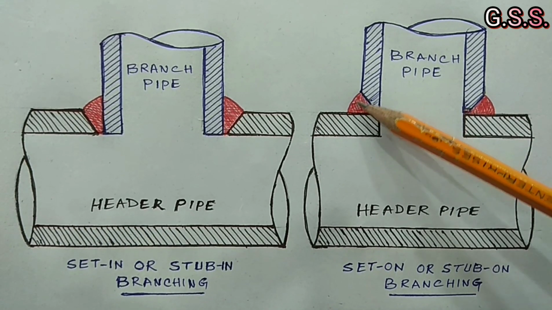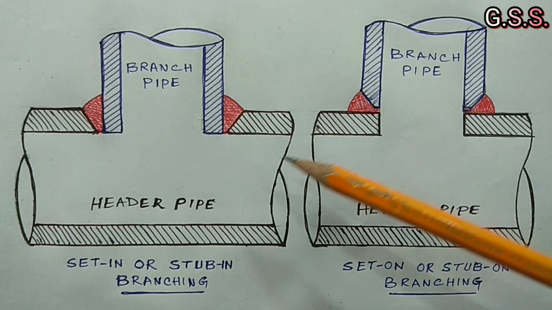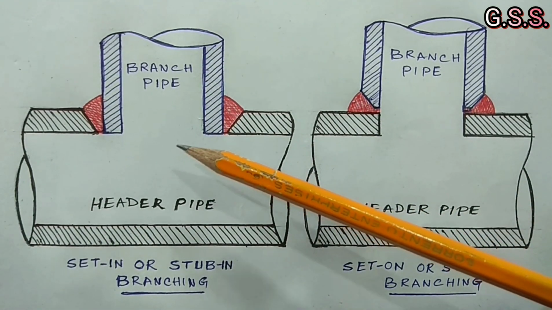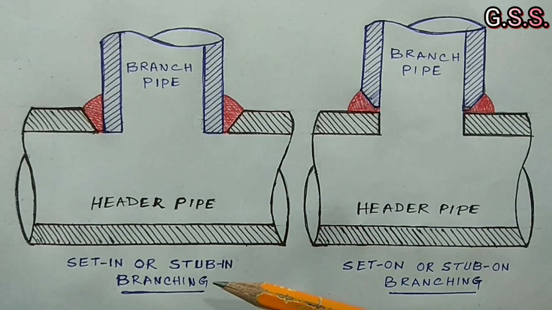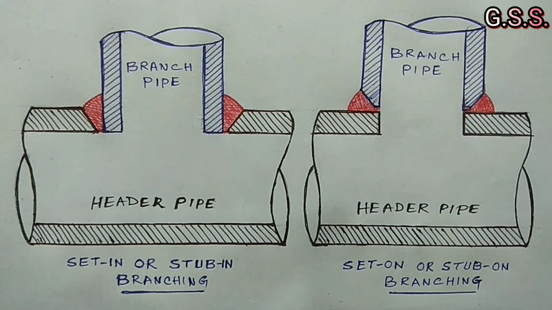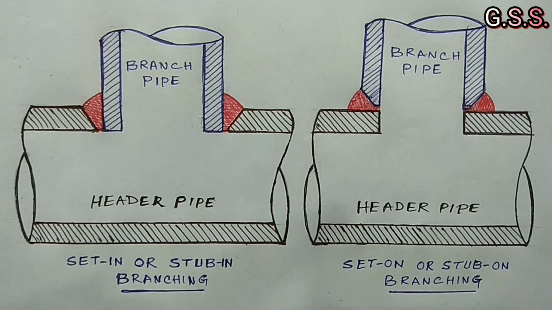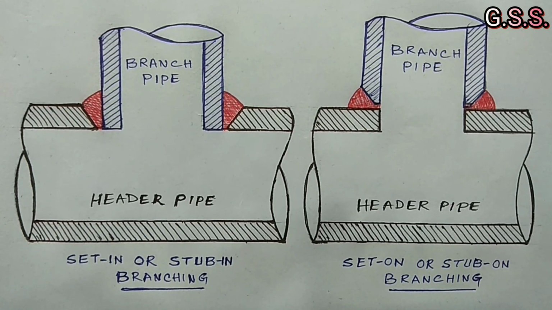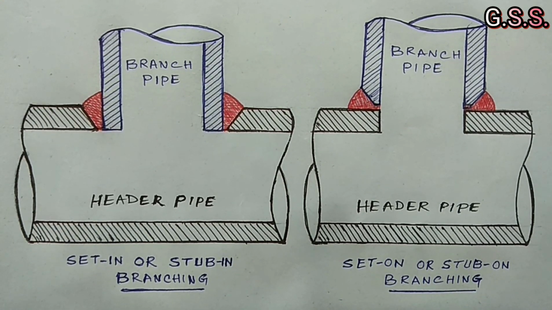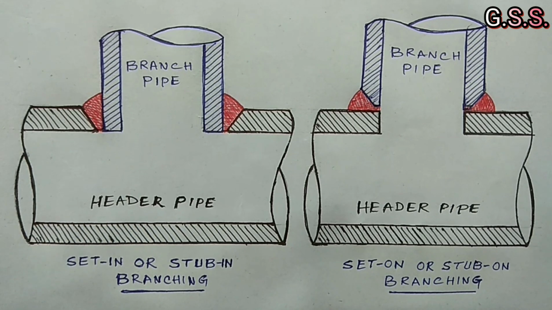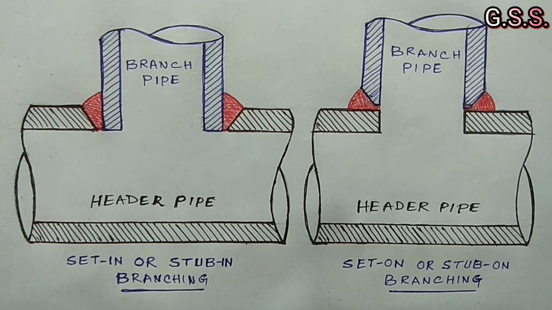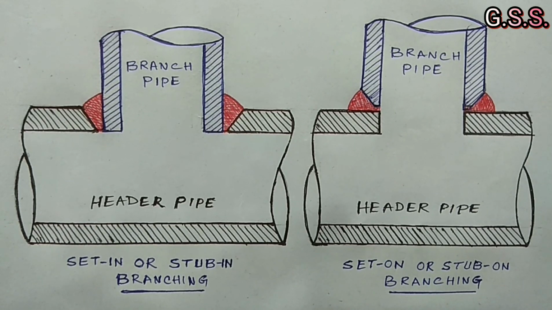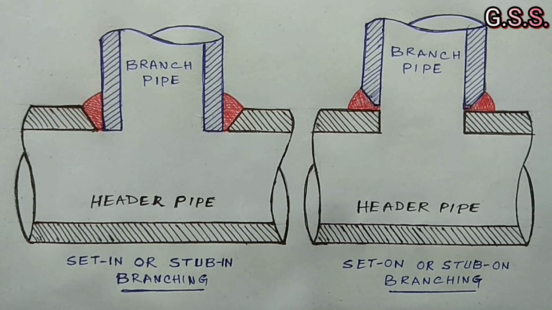Hence, welding strength of stub-in connection is as good as butt welding, and stub-in connection is comparatively stronger than stub-on connection. Normally, stub-in branch is used when the branch is more than one size smaller than header pipe, and stub-on branching is used when the branch is equal to or one size smaller than header pipe.